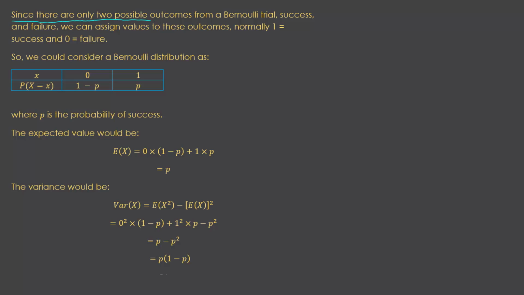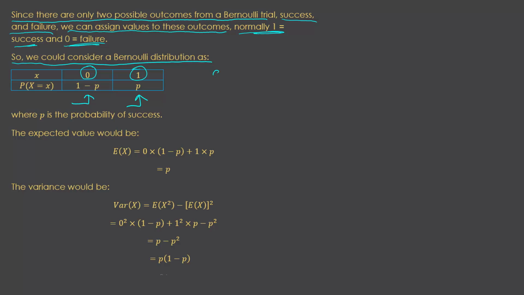Since there are only two possible outcomes from a Bernoulli trial, which we call success and failure, we can assign values to these outcomes. Normally, you take 1 to be success and 0 to be failure. So we could consider a Bernoulli distribution as the values of x are 0 for failure and 1 for success. The probability of success is called p, and since we know that all of the probabilities must add to 1, that means the probability of failure is 1 minus p.